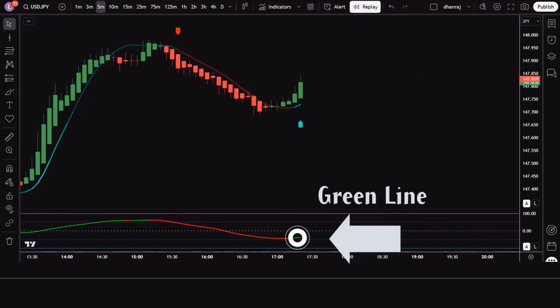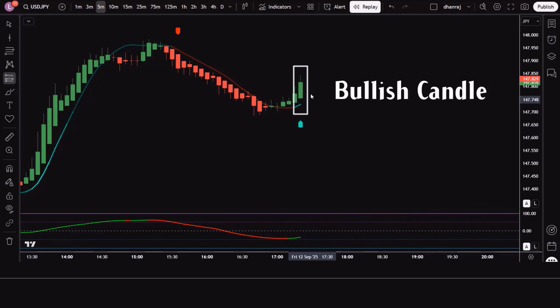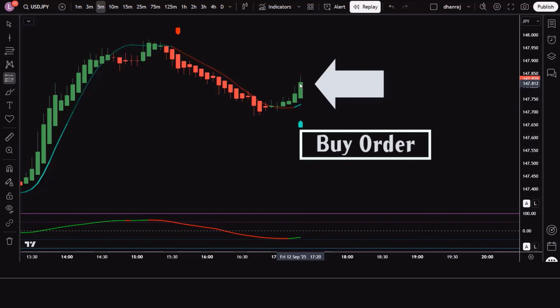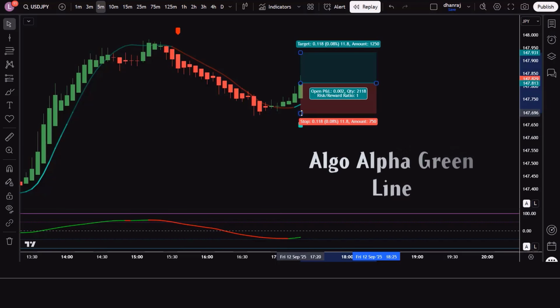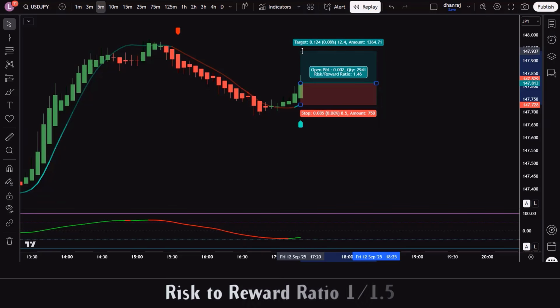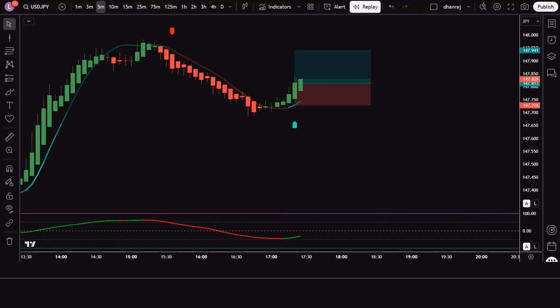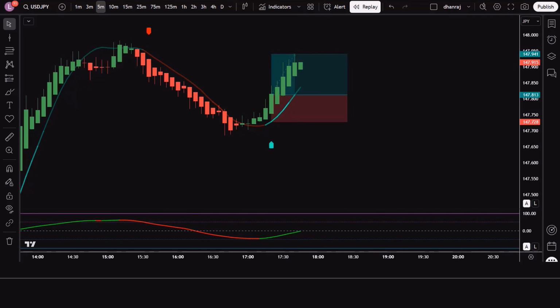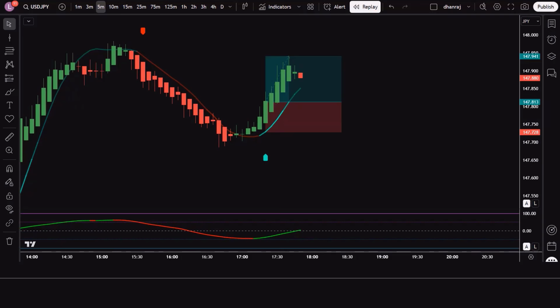Here the CT Reverse Shand Momentum Oscillator indicator shows a green line. Here the market has made a bullish candle to give confirmation. So all our conditions are being fulfilled, so we are placing an order to buy. Our stop loss is to be placed at the algo alpha green line. And the risk to reward ratio will be 1:1.5. Let's see what happens to our trade. We have won this trade. Let's find the next trade.